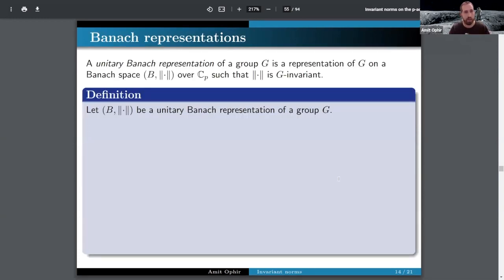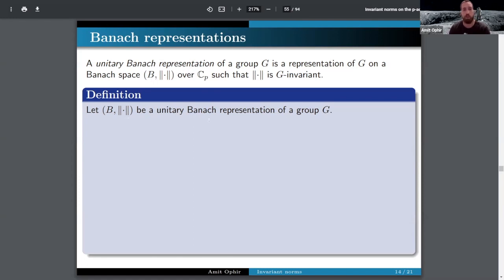Okay, next, I'd like to fix some notations and definitions. So I would say that a unitary Banach representation of a group G is a representation of the group G on a Banach space B together with some norm. All our Banach spaces are going to be over the field C_p, such that this norm is G-invariant. And in particular, the norm of a Banach space in this talk is part of the data.